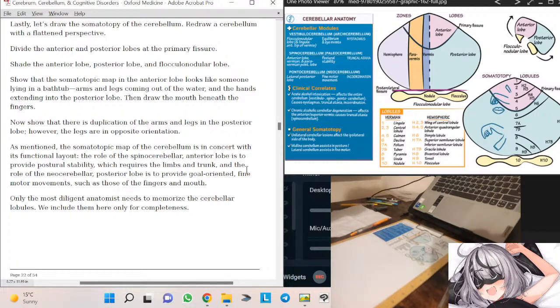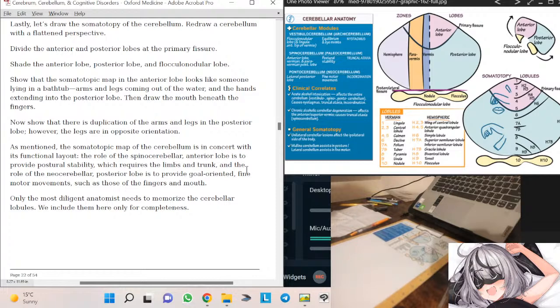As mentioned, the somatotopic map of the cerebellum is in concert with its functional layout. The role of the spinocerebellar anterior lobe is to provide postural stability, which requires the limbs and trunk, and the role of the neocerebellar posterior lobe is to provide goal-oriented fine motor movements, such as those of the fingers and mouth.